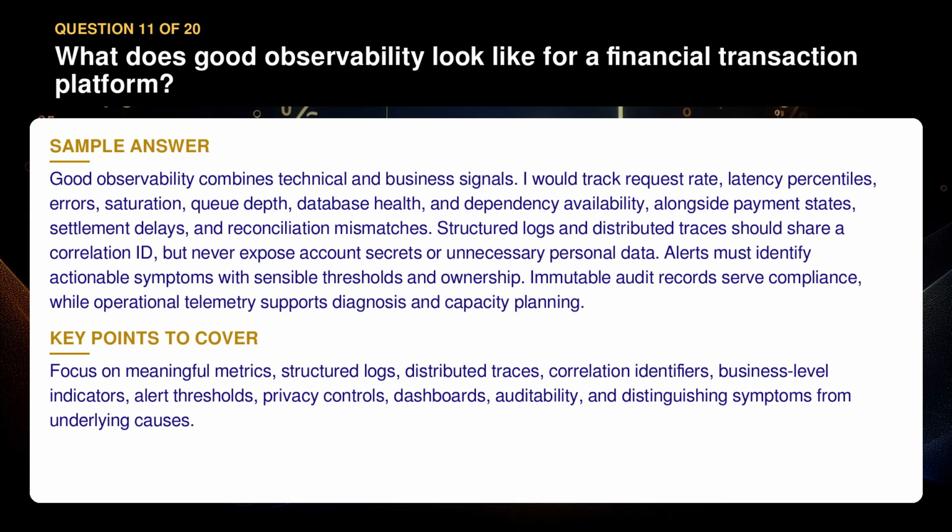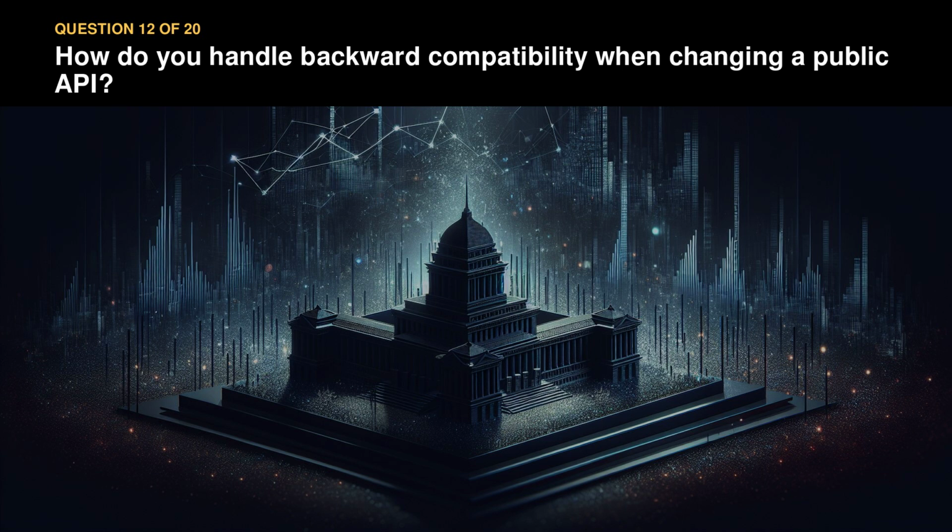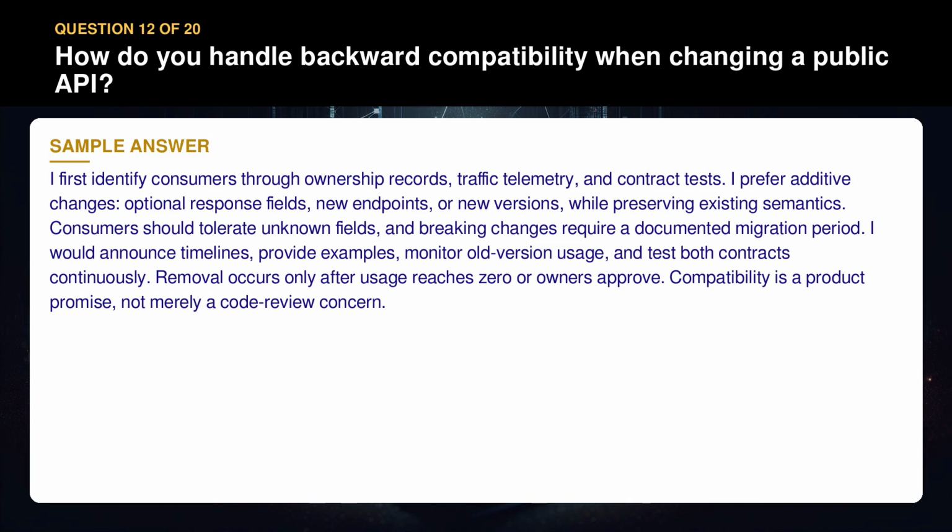Focus on meaningful metrics, structured logs, distributed traces, correlation identifiers, business-level indicators, alert thresholds, privacy controls, dashboards, auditability, and distinguishing symptoms from underlying causes. Question 12. How do you handle backward compatibility when changing a public API? I first identify consumers through ownership records, traffic telemetry, and contract tests. I prefer additive changes, optional response fields, new endpoints, or new versions, while preserving existing semantics.